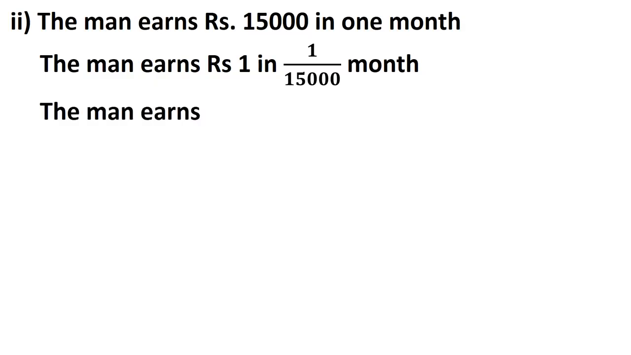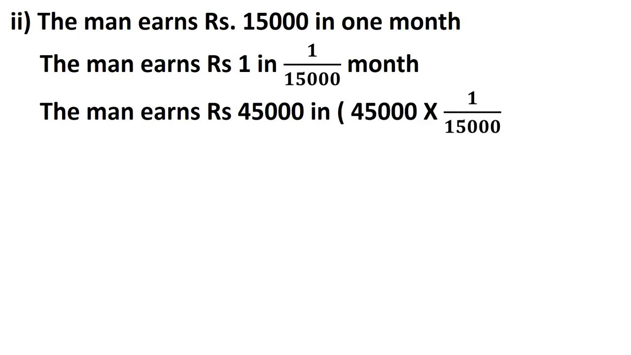Now, the man earned rupees 45,000 in 45,000 multiplied by 1 upon 15,000 months, which is equal to 3 months. These 3 zeros will cut by these 3 zeros. 15 ones are 15, 15 threes are 45.